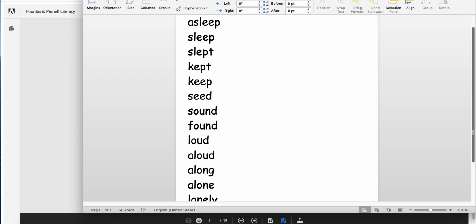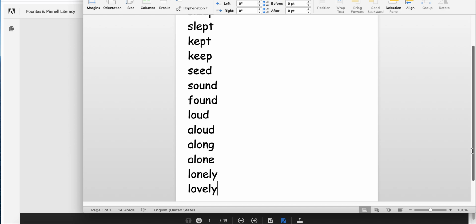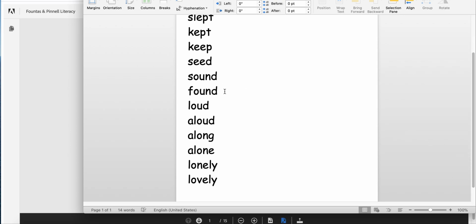Asleep, sleep, slept, kept, keep, seed, sound, found, loud, allowed, along, alone, lonely, and lovely. A lot of these, so cool. I love word patterns and words, especially the more that I teach them, I can see the little stuff, the little parts, and it really makes you see words differently.